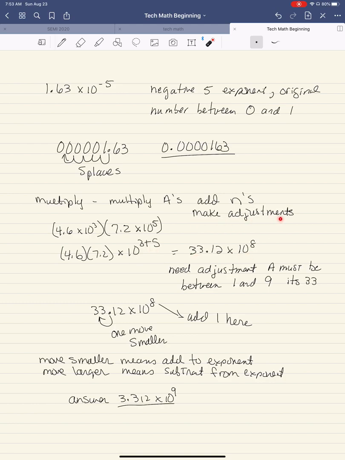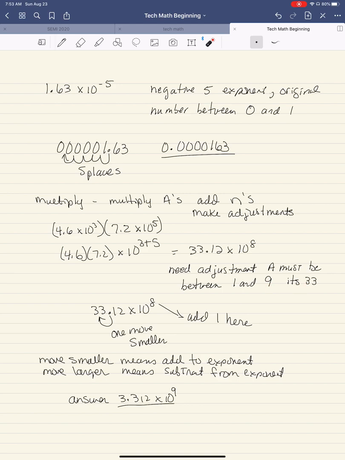Here you have to make an adjustment because 33, the decimal has to be between the first two digits. Or another way to think about it is A must be between 1 and 9. And it's a 33. So 1 and 9 are single digits. 1, 2, 3, 4, 5, 6, 7, 8, 9. Those are all single digits. As soon as I get beyond 9, I'm into double digits.